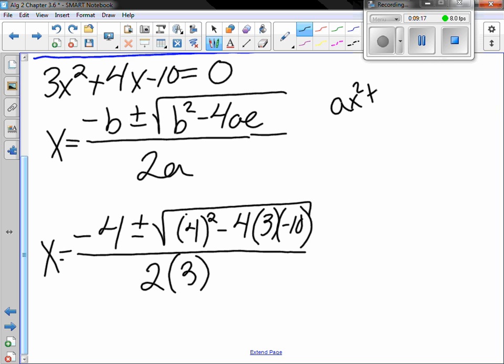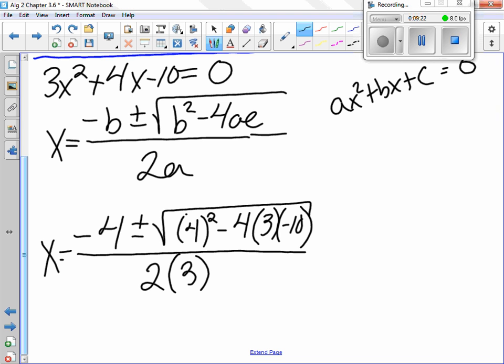So again, this is all working back to our ax squared plus bx plus c equals 0. A is going to be in front of the term with x squared, b is in front of the term with x, and c is the number without a variable. It's our constant term. Any questions on this so far? Any questions how we plugged any of this in? We're good with this here? Yes? Okay.